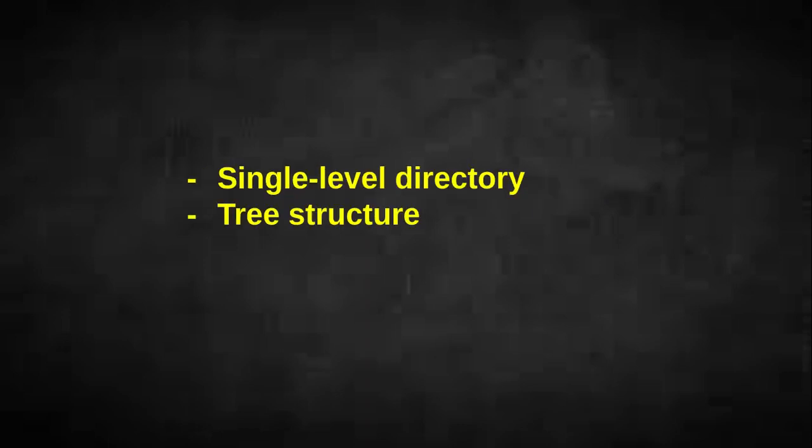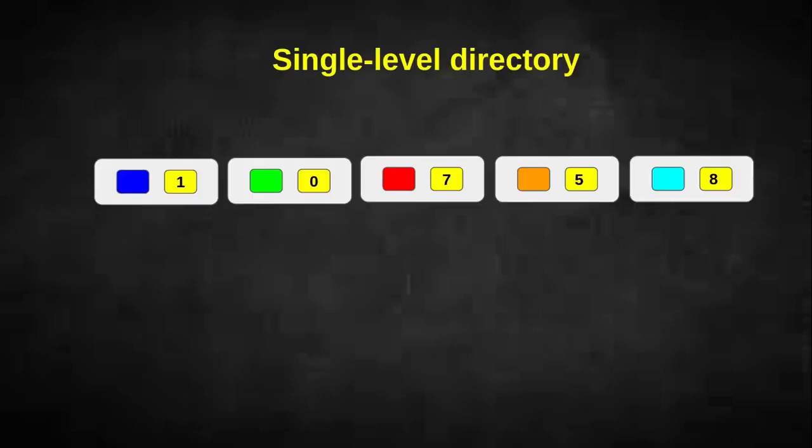Hi, in this video I'll be talking about the various directory structures in a file system. There are two major ways of arranging your directories, or two implementations of arranging your directories in the file system. We have the single level directory and we have the tree structure.